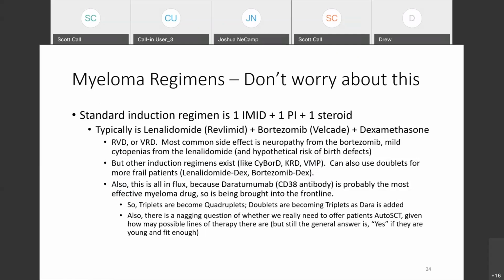All of this is in flux because daratumumab, the CD38 antibody, is a very good drug, so it's being moved into the frontline setting. All of our old triplet regimens are now quadruplets, and the doublets are now triplets. Partly because we have so many treatments for myeloma now, there's a question of whether we truly need to transplant people, whether we need to put them through an autologous stem cell transplant, or whether we should just treat them with all of the different chemos we have. At this point, though, most people who are young and fit will try to do an auto transplant.